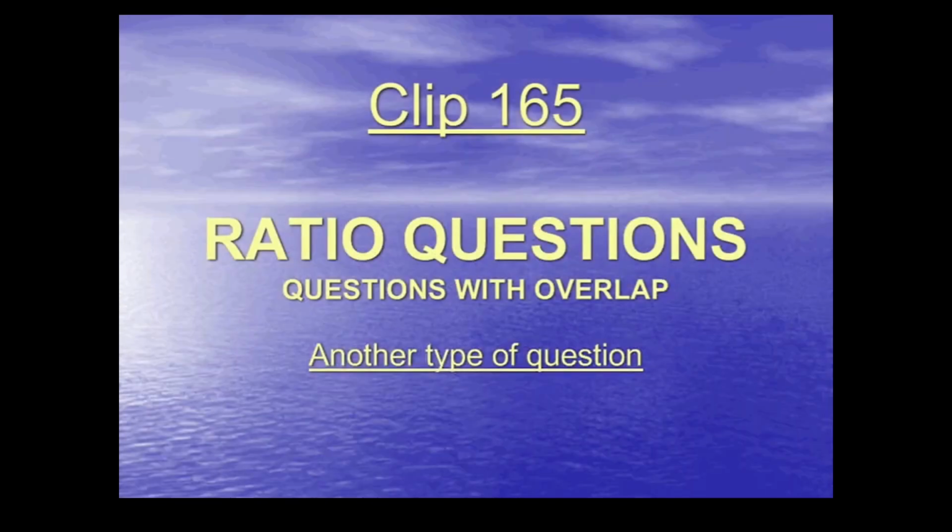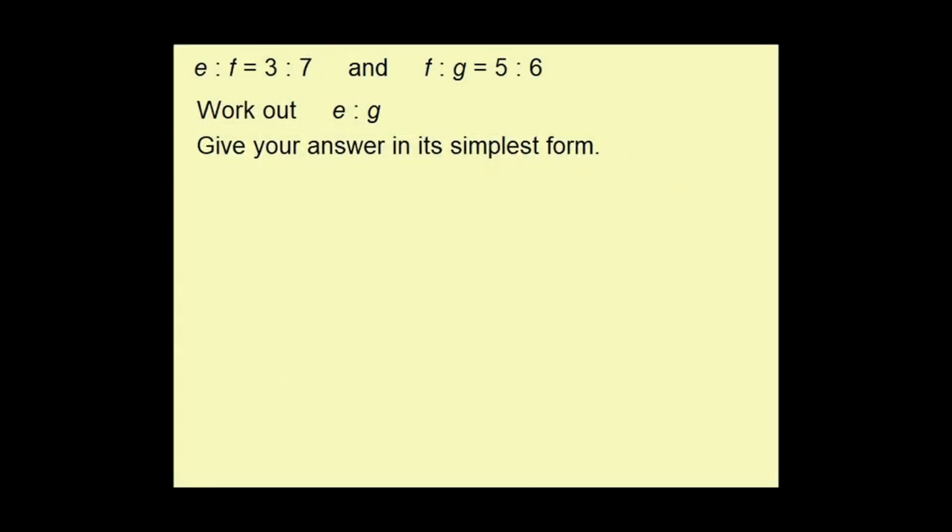This is a similar type of question. Again, I'm going to set up my headings. This time I've got E, F and G. The ratio E to F is 3 to 7 and the ratio F to G is 5 to 6. This time I can see I've got two numbers in the F column and I need to find something that these will both go into.